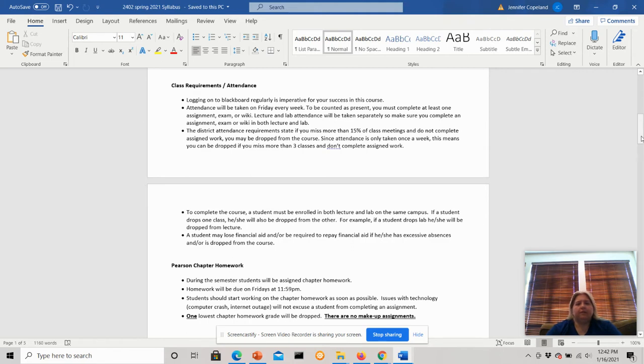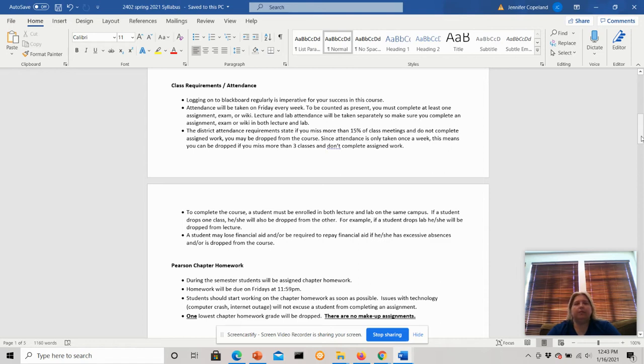There is a district attendance requirement, and it states that you need to make sure that you do not miss more than 15% of class meetings. If you do, and you are not completing assigned work, then you may be dropped from this class. Not necessarily. I'm not a big fan of just dropping people. There are usually pretty extreme circumstances that would have to be present in order for me to drop somebody from the class. And since attendance is only taken once a week, it means that you can actually be dropped if you miss more than 3 classes and don't complete assigned work.